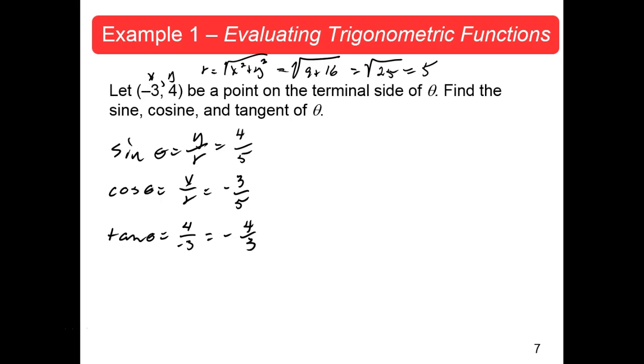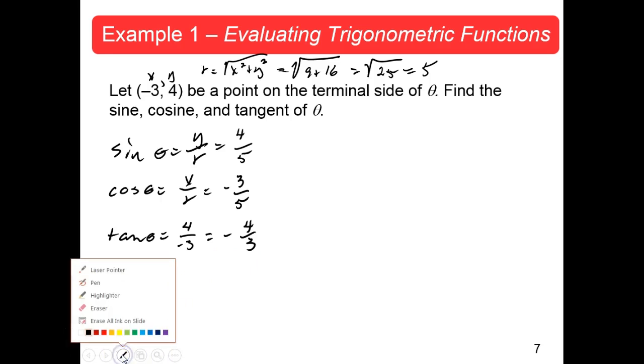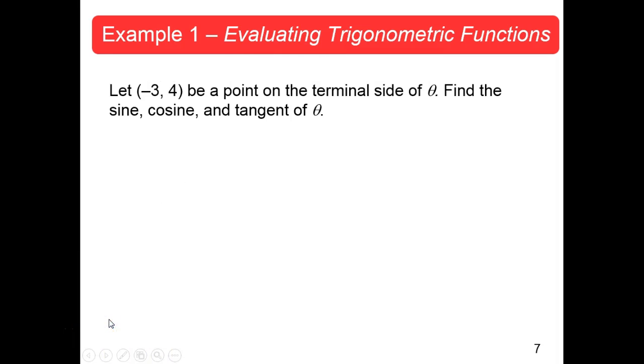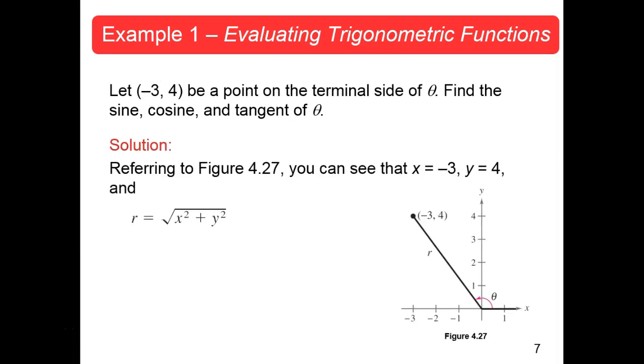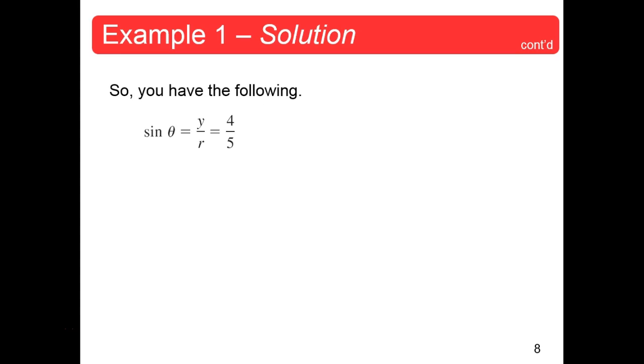There is a checkpoint there. Please do the checkpoint. Let's see how they did it. Referring to the figure, they drew the figure here. There's a point negative 3, 4, negative 3 on x, 4 on y. R we know is the square root of the sum of the squares, which is 5. And now we can just write them down. Sine is y over r, 4/5. Cosine is x over r, which is minus 3/5. And tangent is y over x, which is minus 4/3. Done.